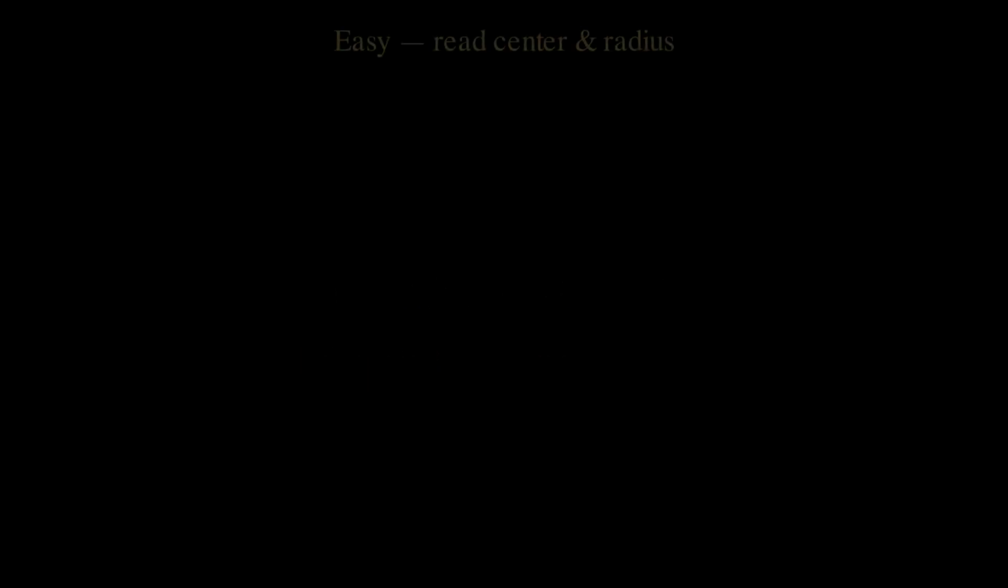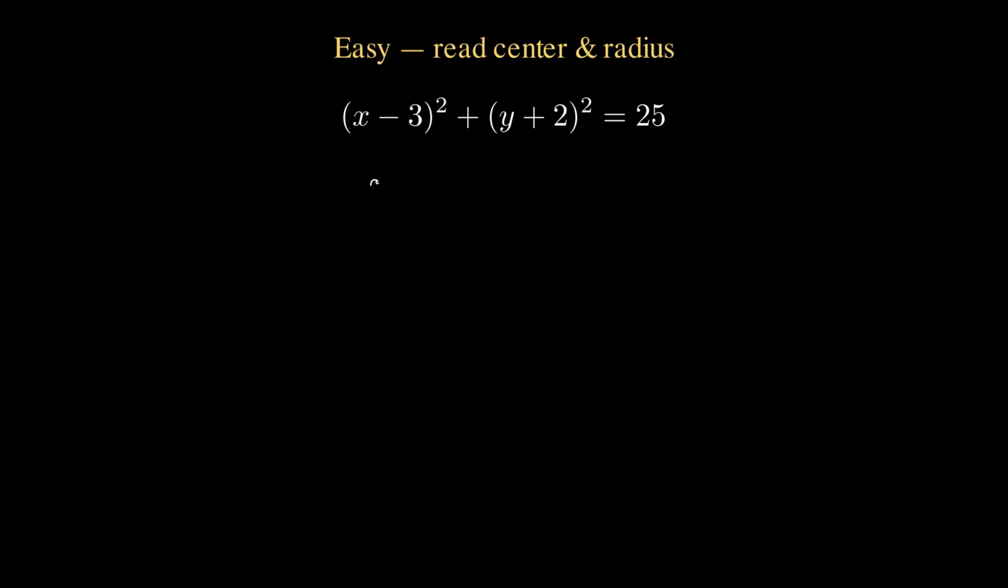Easy example. Suppose (x minus 3) squared plus (y plus 2) squared equals 25. Rewrite y plus 2 as y minus negative 2. The center is (3, negative 2), and the radius is the square root of 25, which is 5. You can sketch the circle quickly. Center at (3, negative 2), then 5 units in every direction.